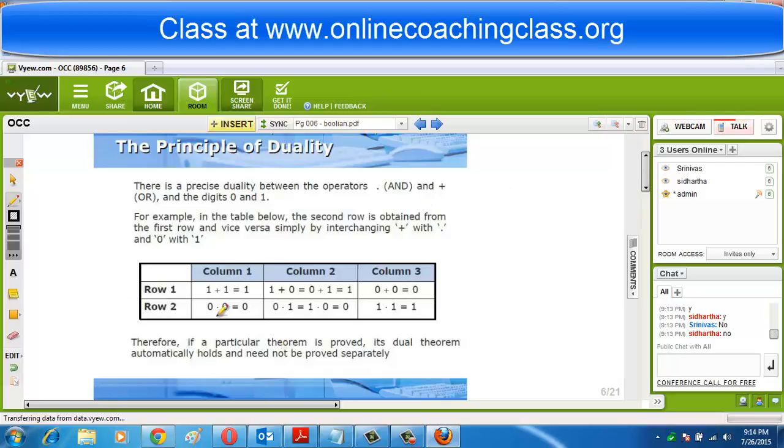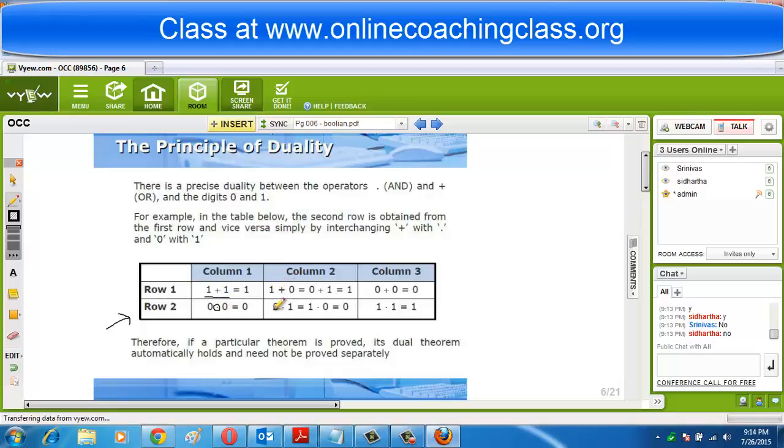See, if we write this, see that row first. 1 plus 1 will be what? 1. 1 plus 0 will be 1. 0 plus 1 will be 1. And 0 plus 0 will be 0. Now see row 2. You just complement everything, and the result will be the same. In place of 1, the complement of 1 is 0. And the complement of 1 is 0. And the complement of 1 is 0. See, only change the dot. Okay. Now again, see that it will be satisfied.